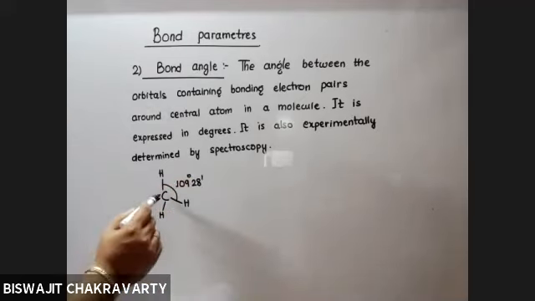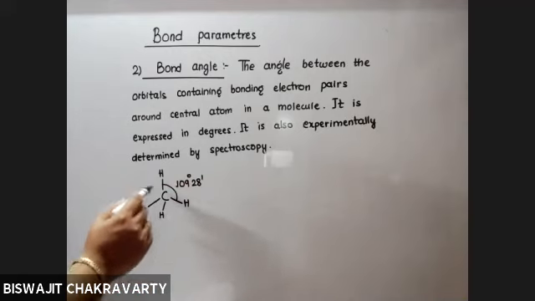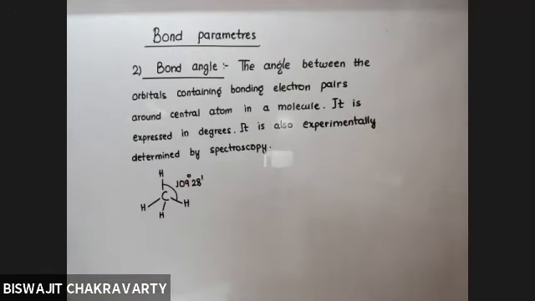No matter which angle we measure, all bond angles are found to be equal, and methane has a bond angle of 109 degree 28 minutes.